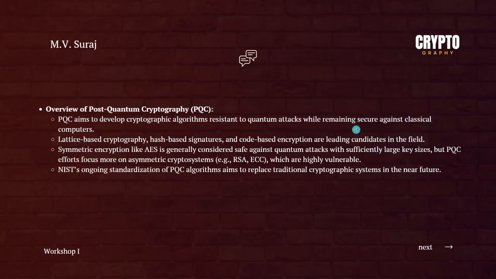So these are all just an overview of post-quantum cryptography, PQC. PQC aims to develop cryptographic algorithms resistant to quantum attacks while remaining secure against classical computers. Lattice-based cryptography, hash-based signatures, and code-based encryption are leading candidates in the field. Symmetric encryption like AES is generally considered safe against quantum attacks with sufficiently larger key sizes. But PQC efforts focus more on public key cryptosystems, RSA, ECC, which are highly vulnerable. NIST's ongoing standardization of PQC algorithms aims to replace traditional cryptographic systems in the near future.